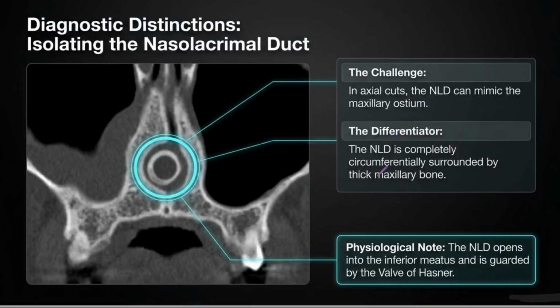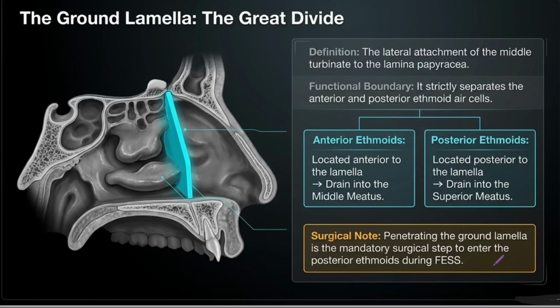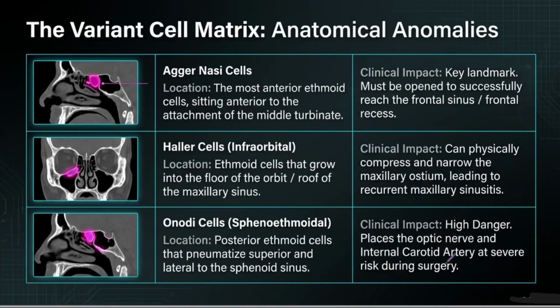They have to study those grayscale slices to identify anatomical variations, because human beings are not factory made. We all possess unique structural quirks. Right. And a perfect example of that quirkiness in human anatomy is something the lecture calls Onodi cells. Or, more formally, sphenoethmoidal cells.